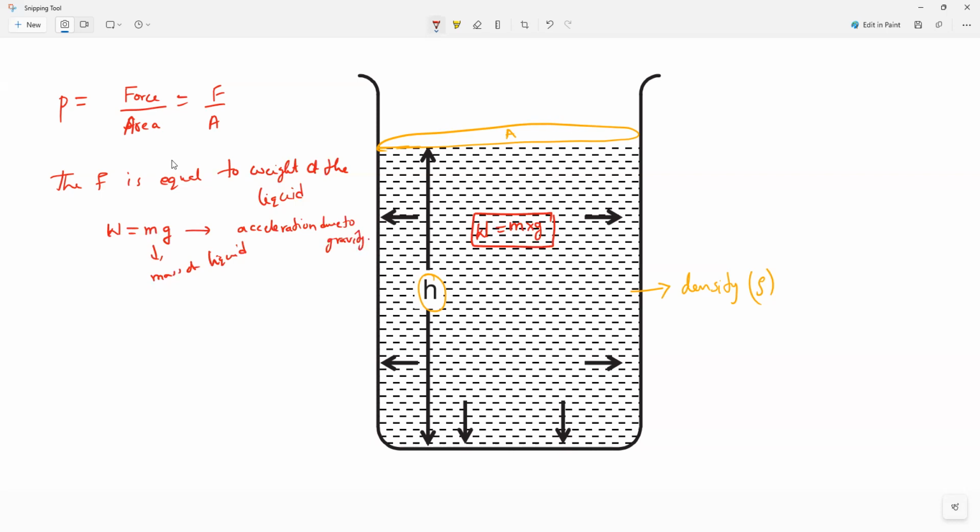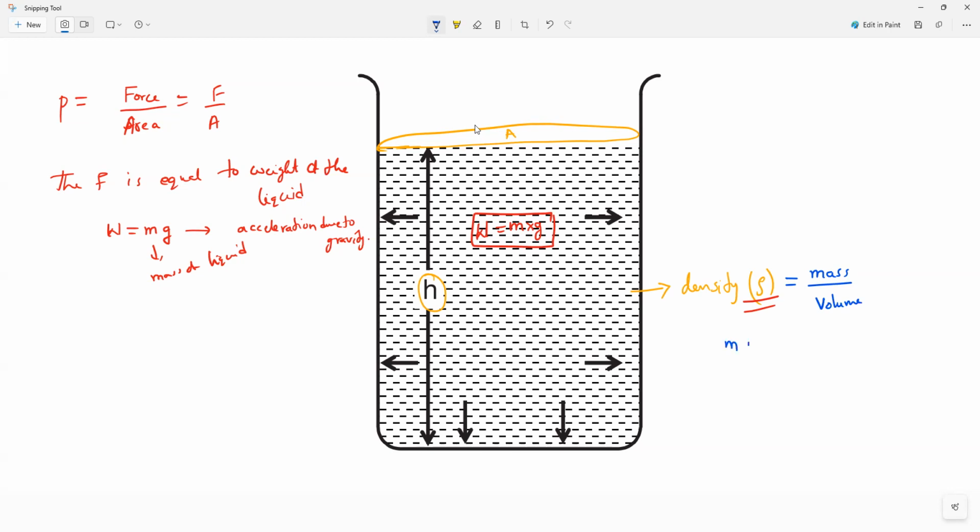Now, I don't know the mass, but I know the density and I know the volume. The density of the liquid remains constant. I'm not saying for every liquid; whatever liquid I have taken, its density remains constant. If I take another liquid, it will have another density. Density is equal to, what is the formula? Mass by volume.